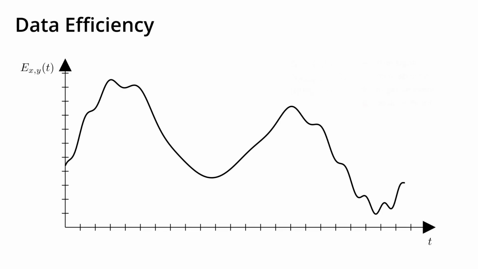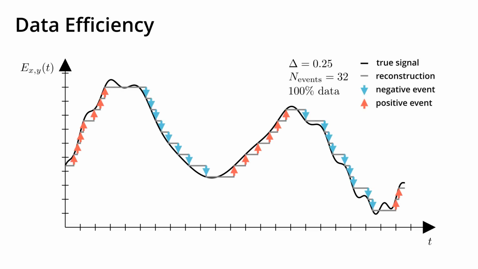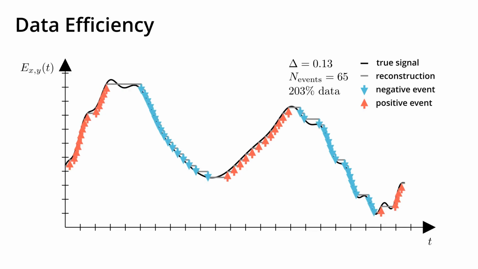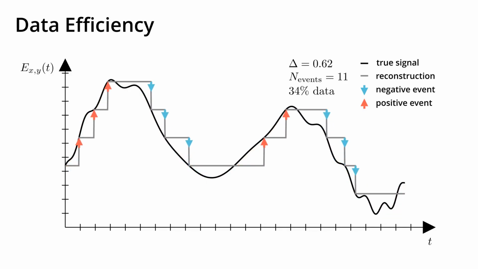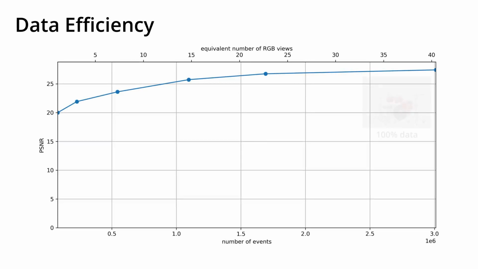Now we discuss data efficiency. By varying the event generation threshold, we can control how much data there is without changing the duration of the event stream. Note that at thresholds high enough, some details never trigger a single event and hence cannot be reconstructed.